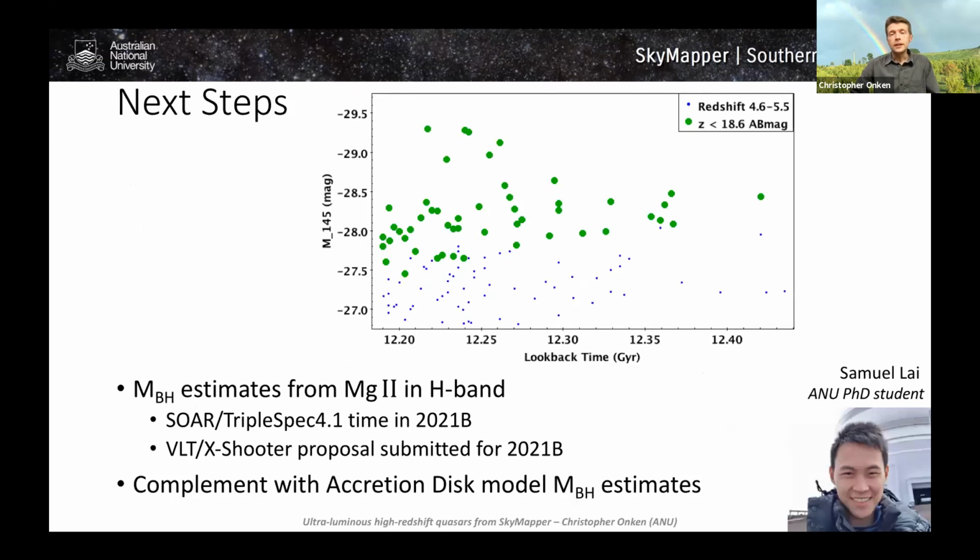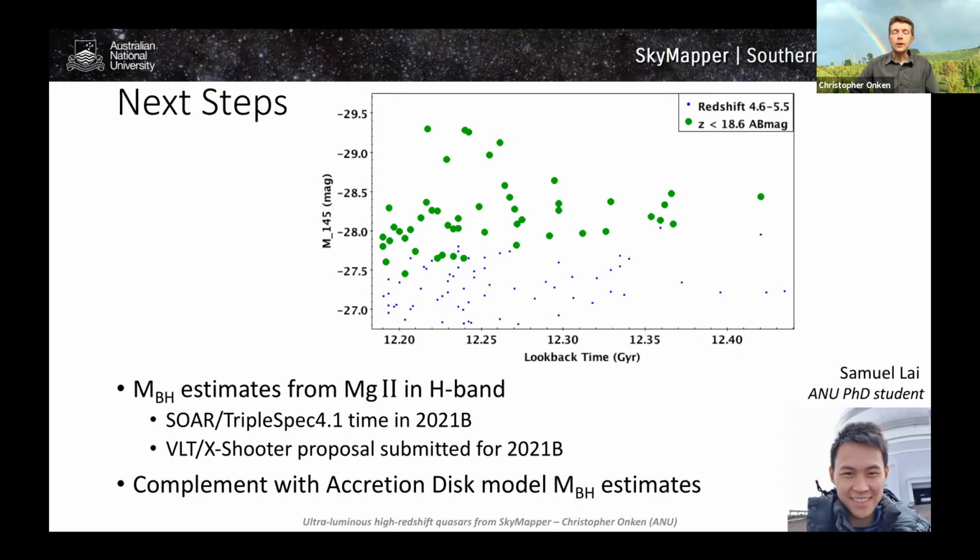With this very complete sample now, we want to take the luminosities and try to actually estimate the black hole masses. We've recently been granted some time on the SOAR telescope in the upcoming 2021B semester to try to measure the magnesium line in the H band for these most luminous objects in this redshift regime. And we're still waiting on the results from the X-Shooter proposal that we submitted for the same upcoming semester.